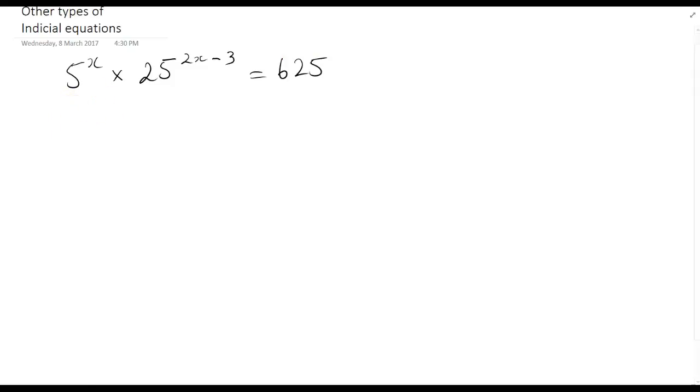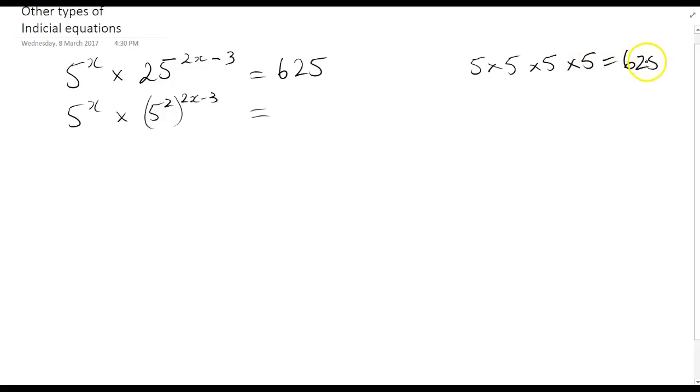So let's go 5 to the power of x times. Now let's change that 25 to 5 squared. I'm just going to put in brackets, and the power on this 25 is 2x minus 3 equals, now I've got to figure out what 625 is. So 5 times 5 gives me 25, times another 5 gives me 125, times another 5, that gives me 625. So I'm really looking at 5 to the power of 4. So I'm going to pop that in here, 5 to the power of 4.